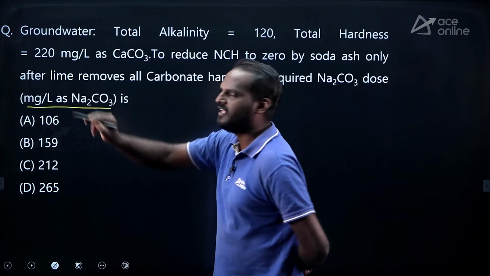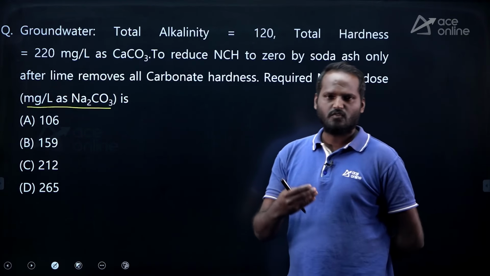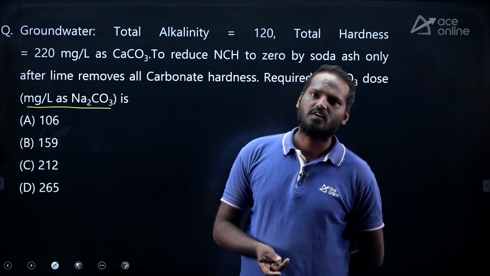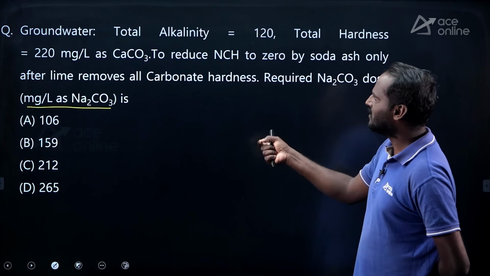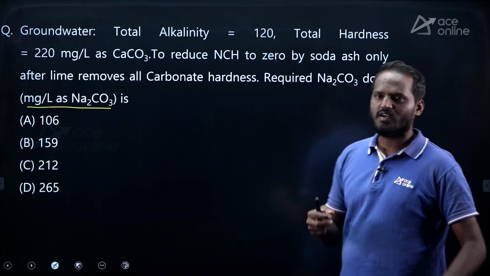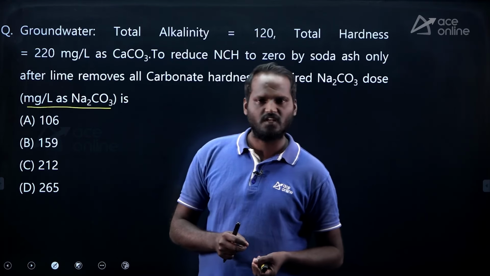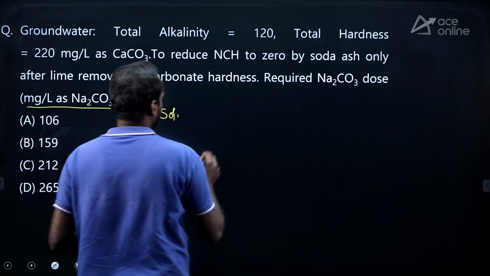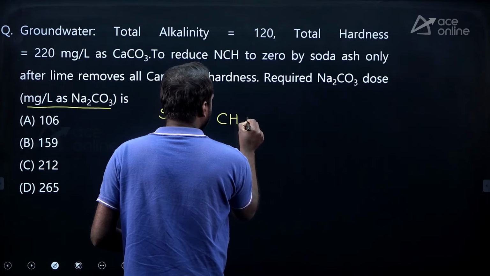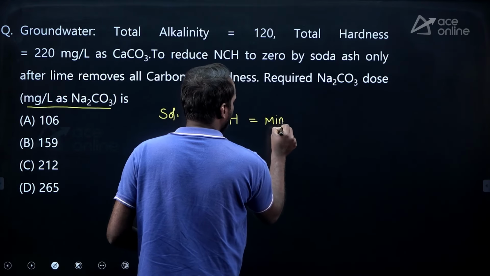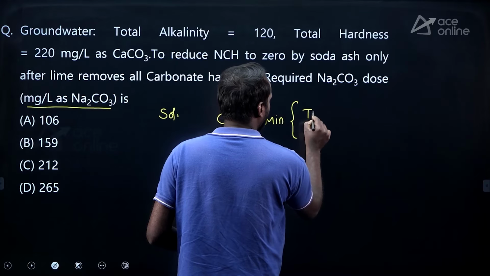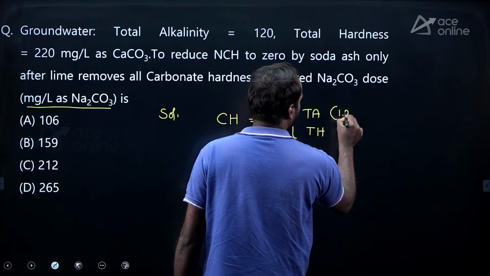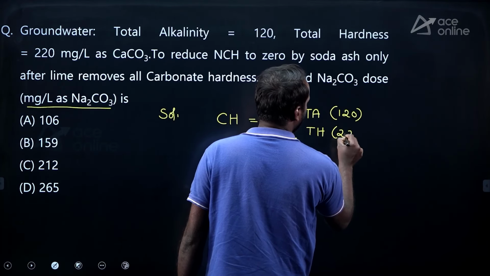You must understand in which compound he wants to express your answer, right? Here sodium carbonate terms you need to evaluate. First thing I must understand, to reduce NaCH to 0, what is the NaCH present in the water you must evaluate first. Very easy to evaluate NaCH. You all know the famous expression, right? The carbonate hardness is equal to, what is the formula? Minimum of total alkalinity and total hardness. What is the total alkalinity given here? Total alkalinity is 120, total hardness is 220, which is minimum 120.